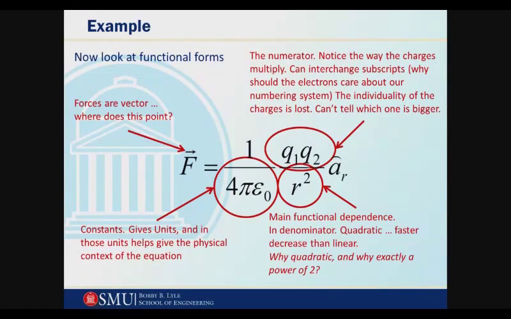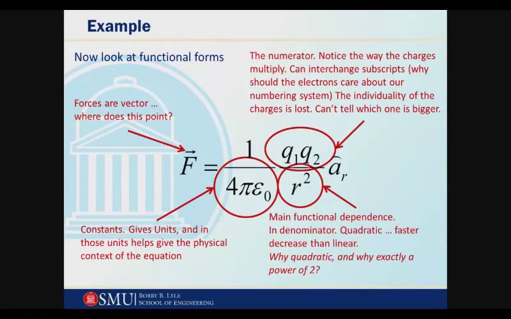There's something nice and comforting about the fact that the electrons really don't care how we as engineers are labeling them. The individuality of the charges is lost when I multiply them together as well. And I can't tell which one is bigger. That's a very interesting loss of information that comes from this particular equation. Let's go ahead and take a look at the denominator. We'll start with the constants. In this case, these constants provide a matching of the units from the right-hand side to the left-hand side of the equation. And those units help give us the physical context of this equation.